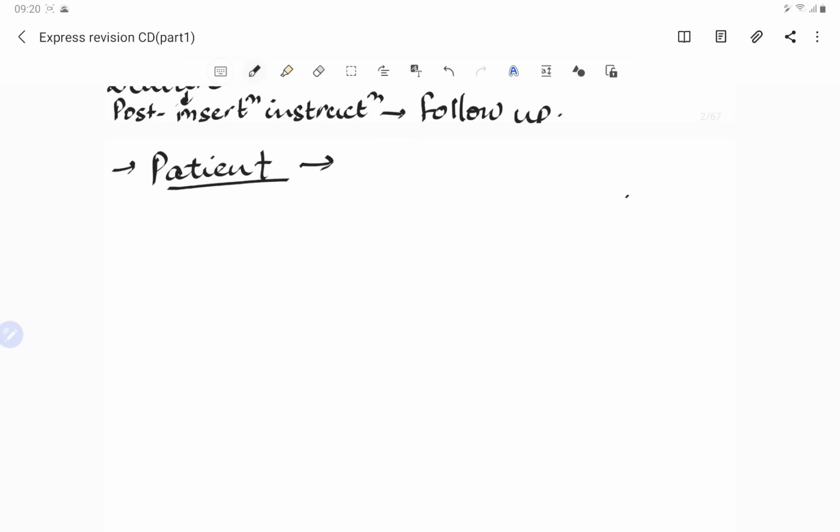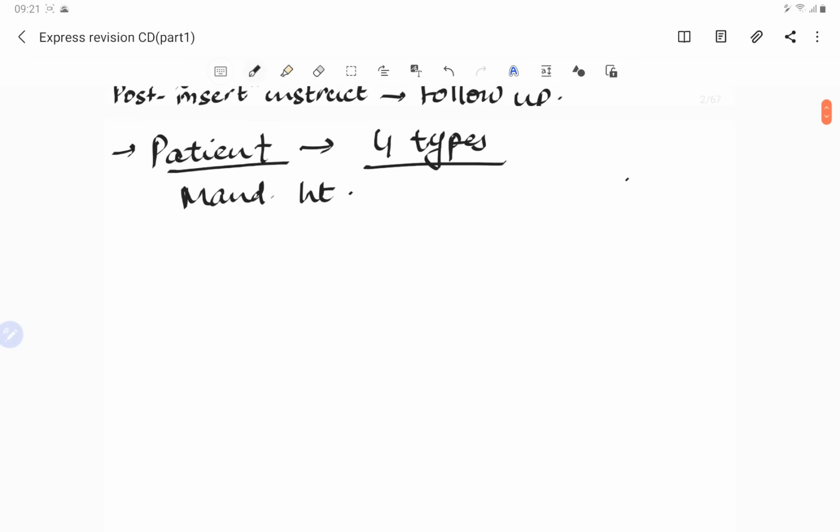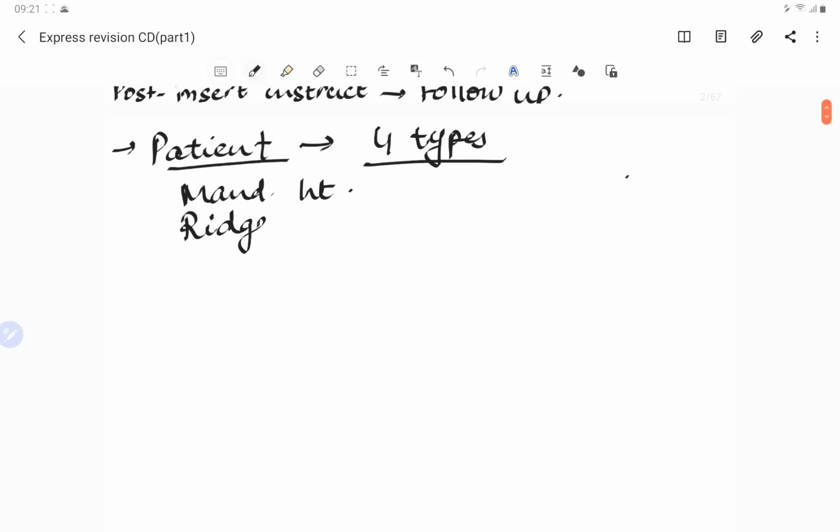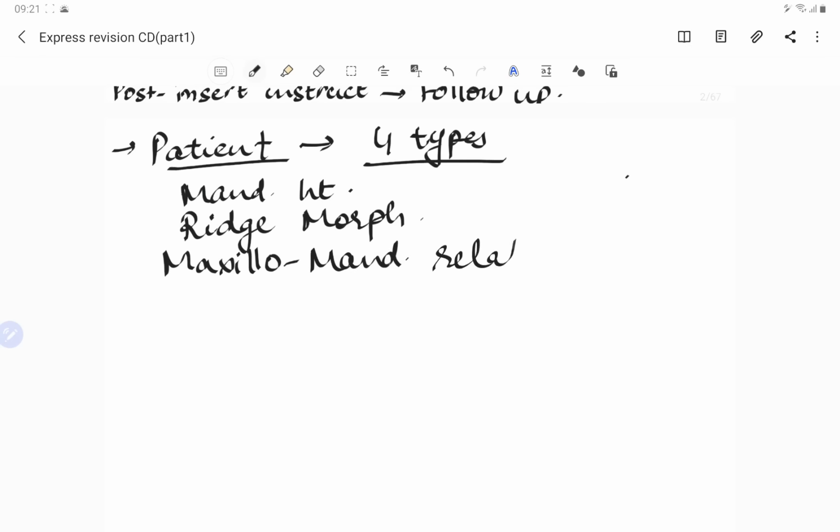We can classify the patient according to the types of the mandible, the ridge of the mandible, the ridge morphology. So based on the mandibular height, based on the ridge morphology, based on the maxillomandibular relationship, and based on the muscle attachment. We classify the patient into four types.